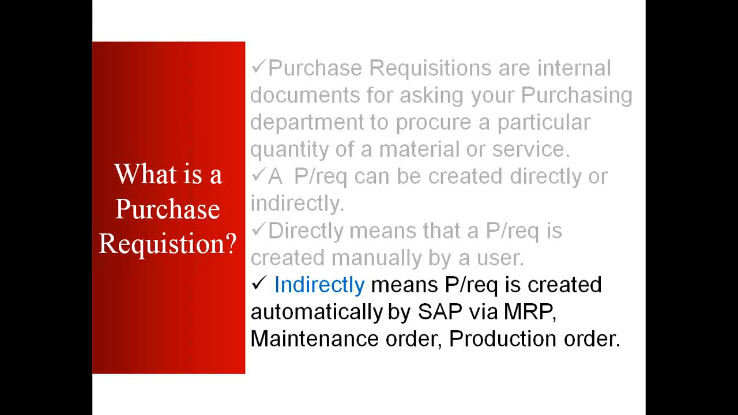For example, if there is a sales order to buy something and we are purchasing that thing from outside, or we're trading it, then depending on the quantity of the sales order received by the sales department, MRP can create an automatic purchase requisition. We'll discuss more about this in MRP later on. So that's your purchase requisition.